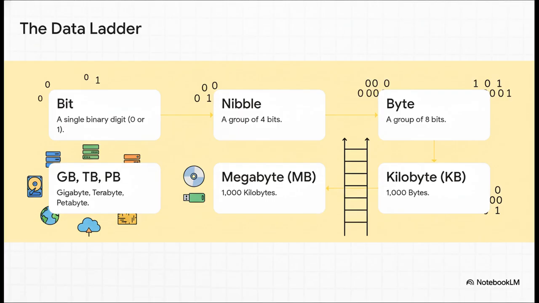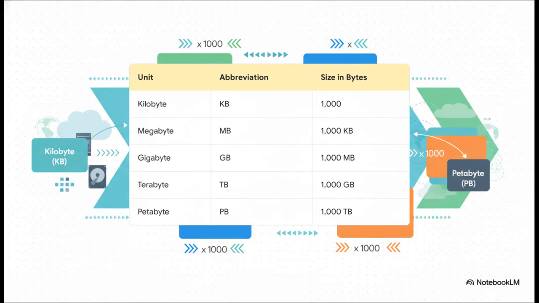Now, these are the units you are absolutely going to want to remember for your exam. And here's a fantastic tip for your GCSEs. Just look at the pattern. Each step up is 1,000 times bigger than the one before it. A kilobyte is 1,000 bytes. A megabyte is 1,000 kilobytes. You see? This simple rule of thumb makes remembering the scale of these things so much easier.